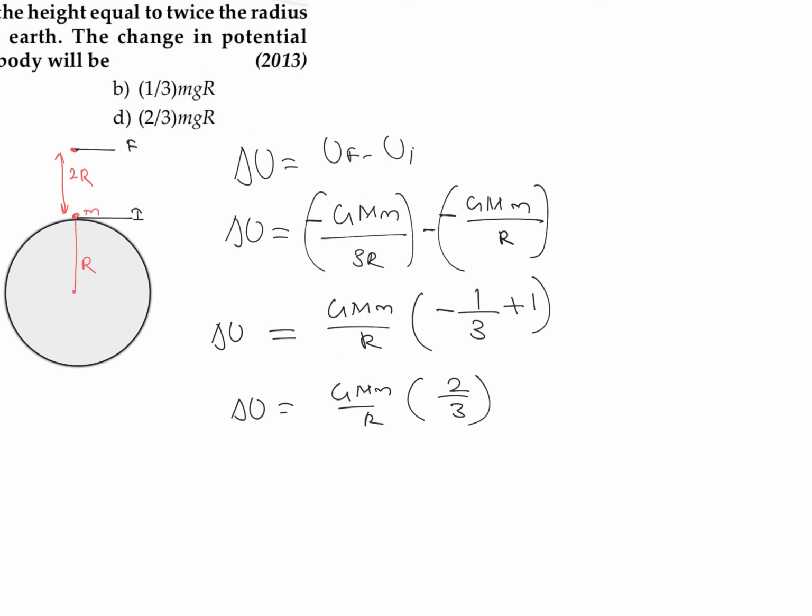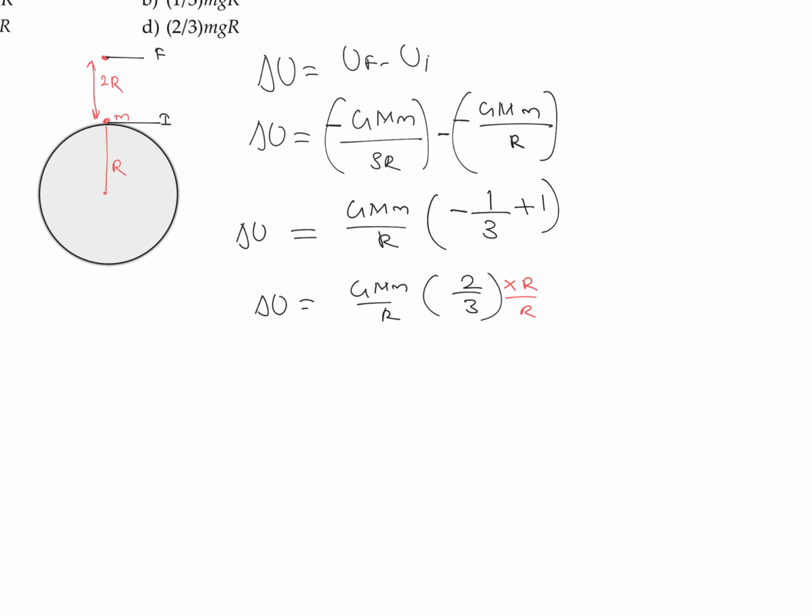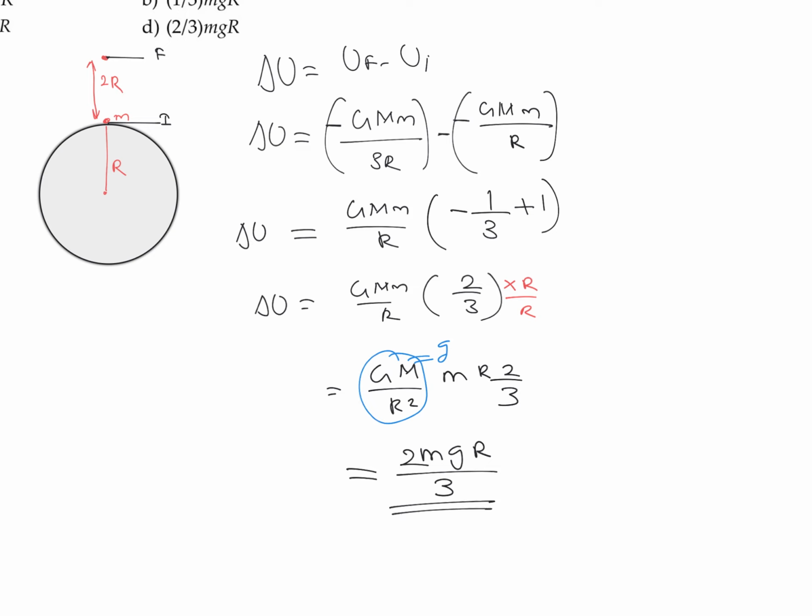Now to write the answer in terms of the given options, just multiply and divide by r. Then it becomes GM divided by r square into m into r into 2 divided by 3. So that's GM by r square, which we can take as the acceleration due to gravity on the surface. So we can write m into g into r into 2 by 3, that is 2mgr by 3, which gives the value of its change in gravitational potential energy.